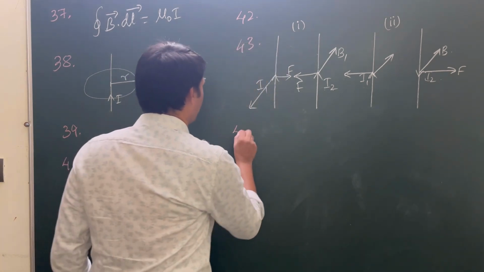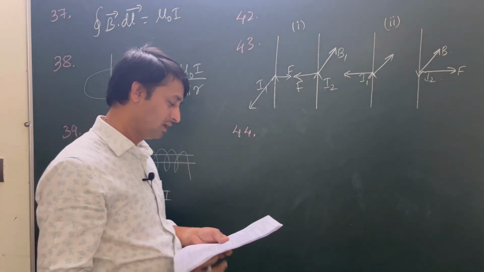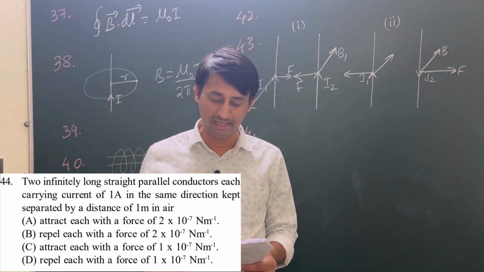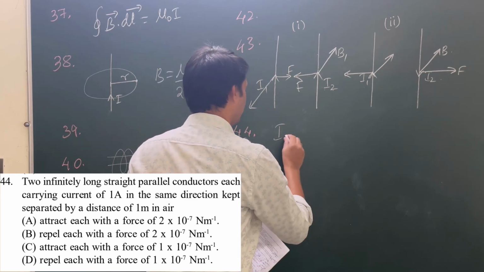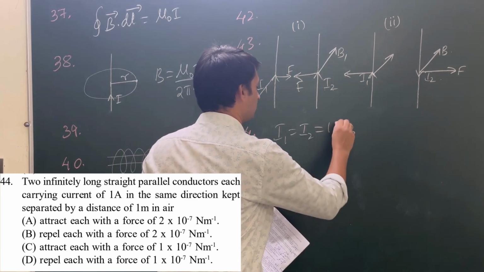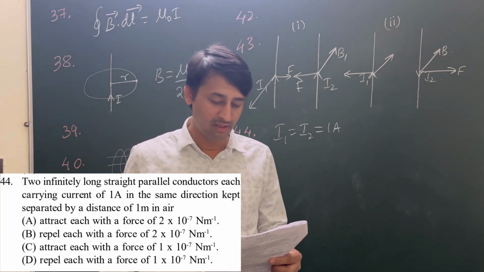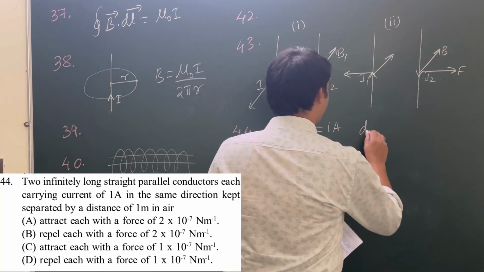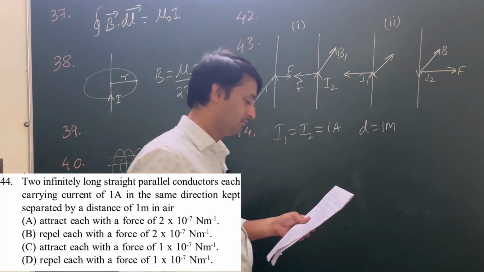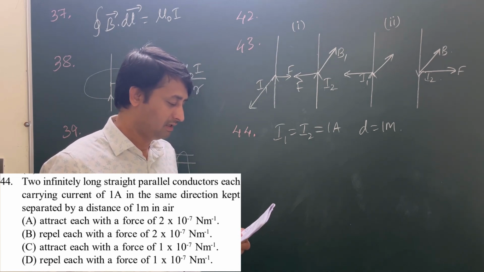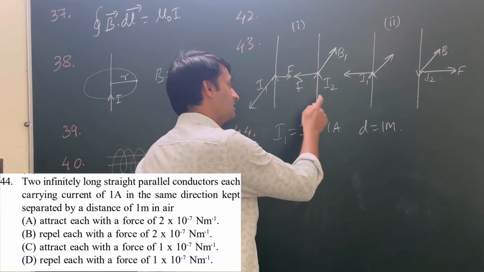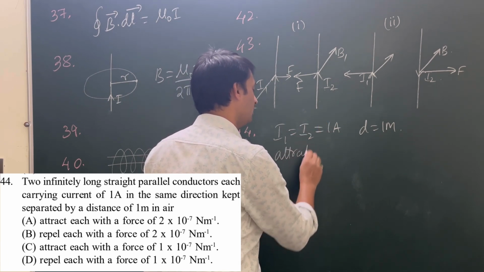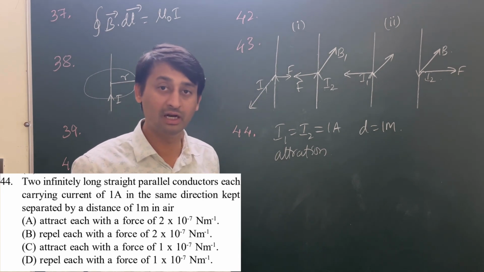Next, question number 44: two infinitely long straight parallel conductors, each carrying a current of 1 ampere. I1 is equal to I2 is equal to 1 ampere, in the same direction, kept separated by a distance of 1 meter in air. When the conductors are carrying the current in the same direction, there will be a force of attraction. Both will attract each other.